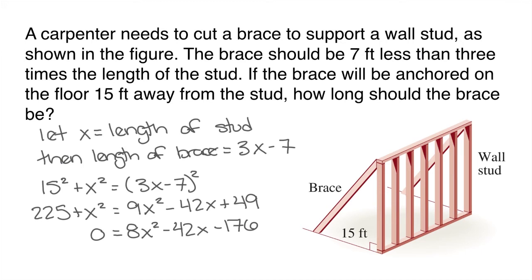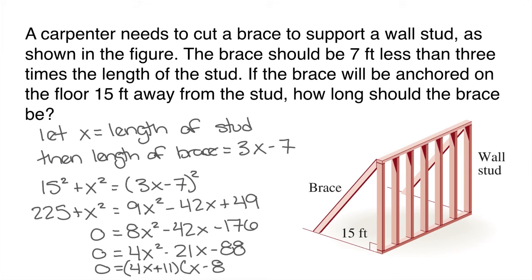We can factor a 2 out of the right side of the equation because the greatest common factor of each term is 2. And we can also then divide both sides of the equation by that 2. And we have 0 equals 4x squared minus 21x minus 88. Factoring the right side, we have 0 equals (4x plus 11) times (x minus 8).